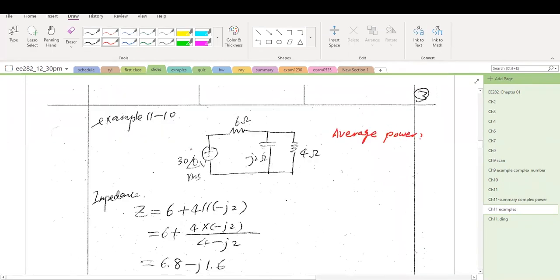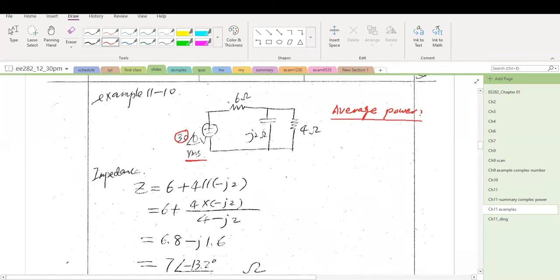Now let's look at another example. Given this circuit, this is a phasor, and this is an RMS value, so this quantity is the RMS value. The phase is 0 degrees, that's the voltage source here. And what is the average power for this circuit?